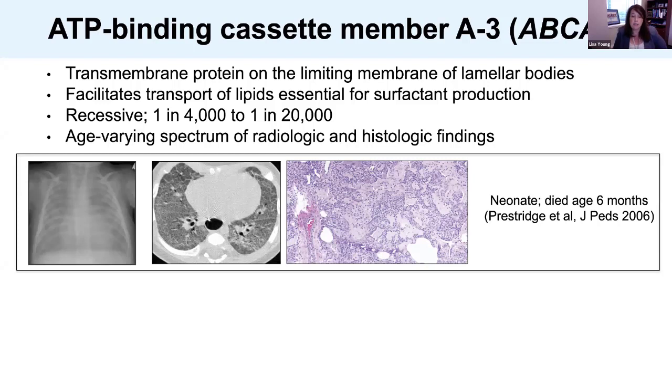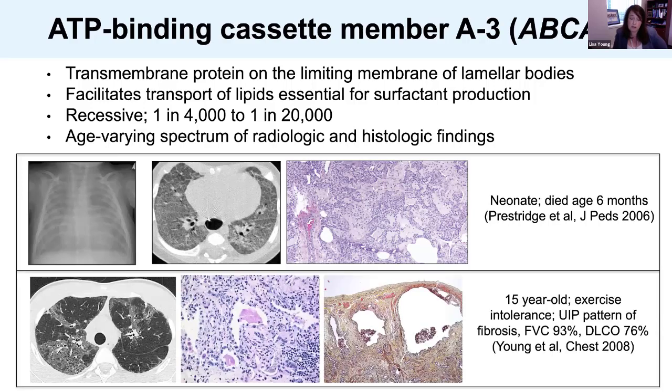But it causes an age-varying spectrum of the radiologic and histologic findings. So here you have a chest X-ray with this kind of diffuse RDS pattern, a chest CT which shows what's called a crazy paving pattern, where you have diffuse ground glass opacity but with reticulation. And then the lung biopsy showing, again, alveolar filling, inflammation, interstitial expansion. And so this was a neonatal case that we saw many years ago.